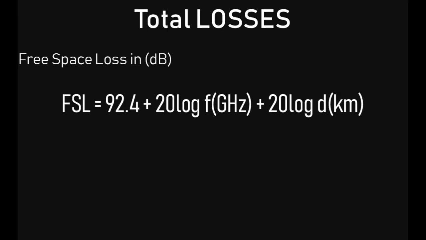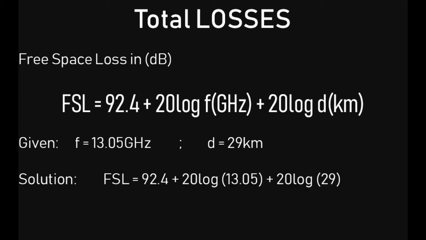In getting the free space loss, we need the formula 92.4 plus 20 log multiplied by frequency in gigahertz plus 20 log multiplied by the distance in kilometers. As we get the values from earlier, we can just simply substitute it in this equation. After putting all the values, we'll get 143.96 decibels.